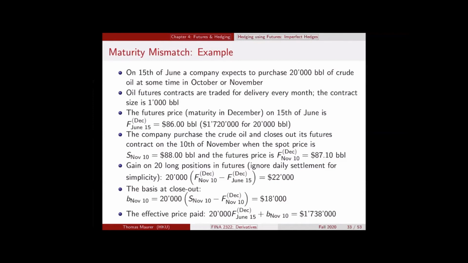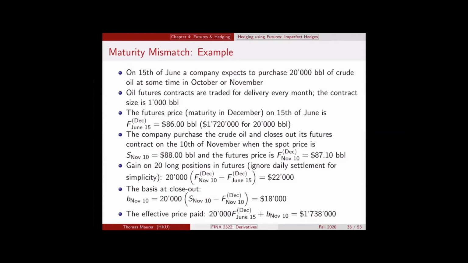It says that you try to lock in that futures price back in June, which is $86 per barrel, or this $1.72 million for the 20,000 barrels. And now you add to that the basis of $18,000, that means you have to pay $1.738 million.